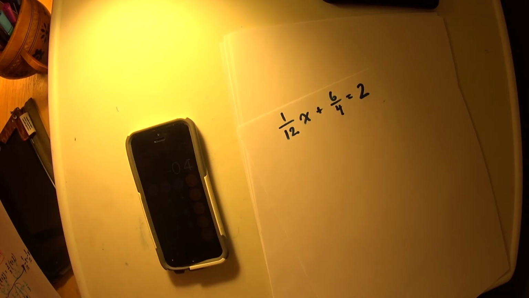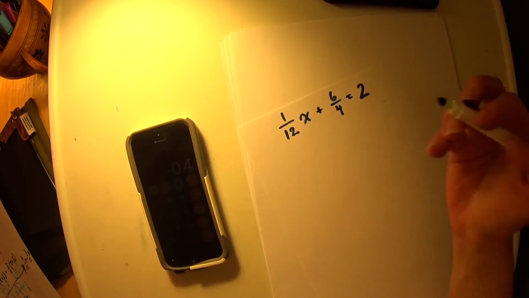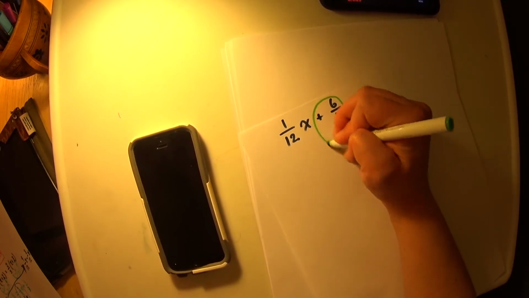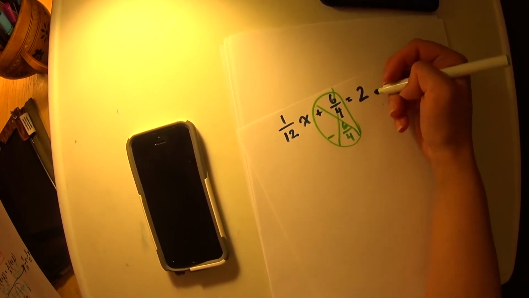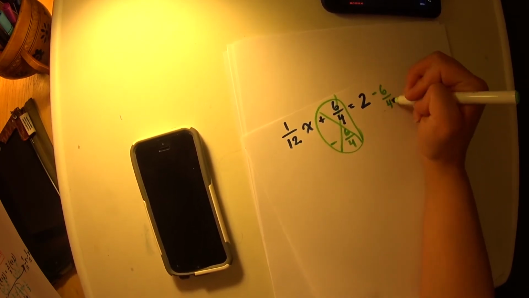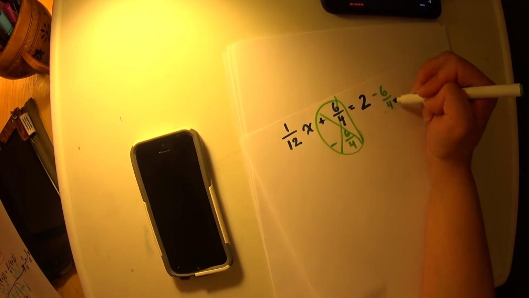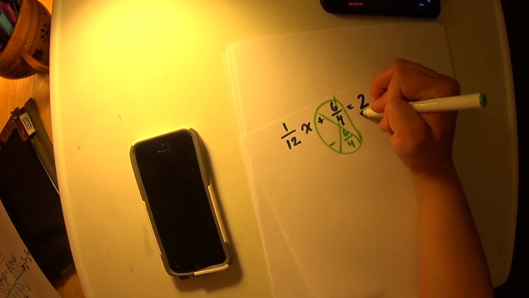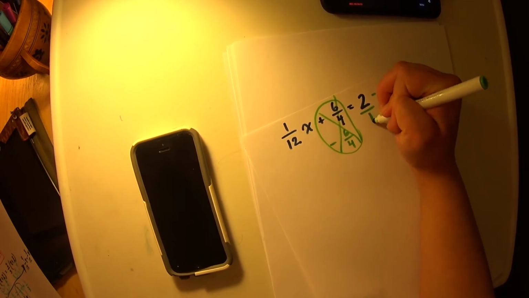So first thing is to cancel out my constant. The opposite of adding 6 over 4 is to subtract 6 over 4. Gone, 0. But then I have to do the same thing over here, minus 6 over 4. I could have left it as a fraction, because now I have a whole minus a fraction, which is just awkward. But I'll turn this into a fraction again by putting it over 1.